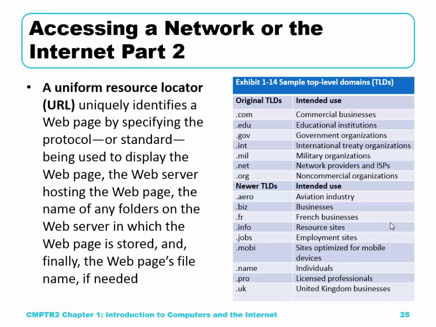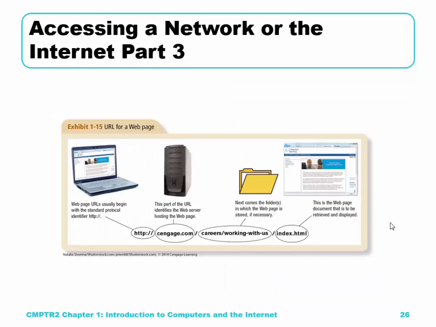The most common web page protocols are Hypertext Transfer Protocol, HTTP, for regular web pages, or Hypertext Transfer Protocol Secure, which is HTTPS, for secure web pages that can be used to transmit sensitive information safely, such as your credit card numbers. The file extensions used in web page file names, such as HTML or HTM for standard web pages, indicate the type of web page that will be displayed.